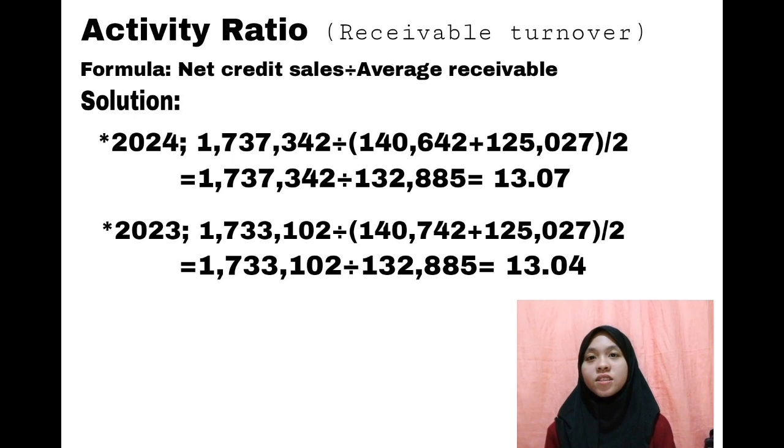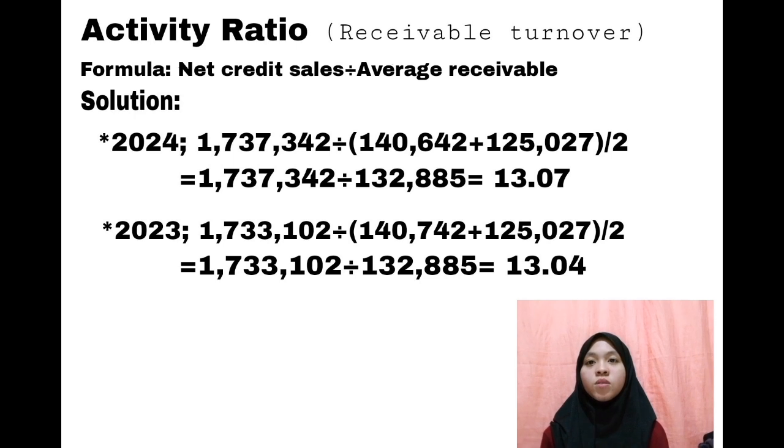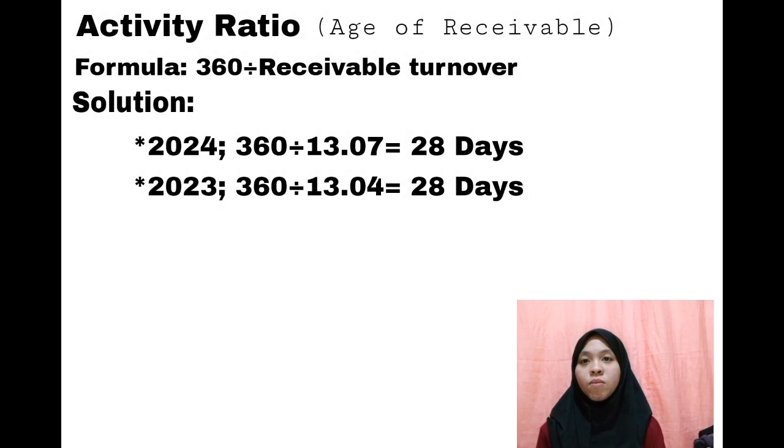Del Monte's receivable turnover ratio remained relatively stable in both years. It is 13.07 in 2024 and 13.04 in 2023, indicating consistent collection practices. The age of receivable also remained stable at 28 days in both years, suggesting that the company is collecting its receivables in a timely manner.